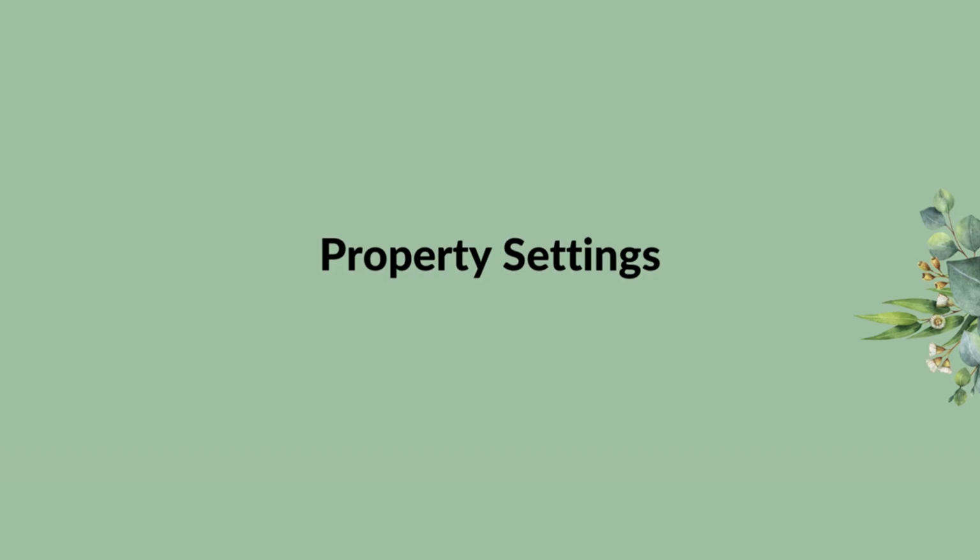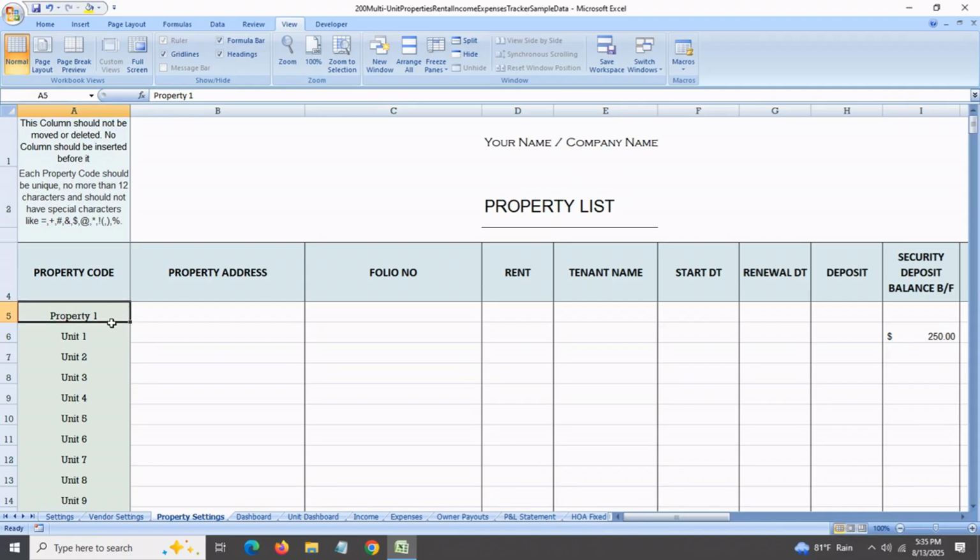Then we come to the property settings tab, and over here you would be entering your property address and assigning a property code. I can set this up for you based on your property configuration, like say you have one building with 10 units, another building with 5 units, and so on. I'll be happy to do that for you.